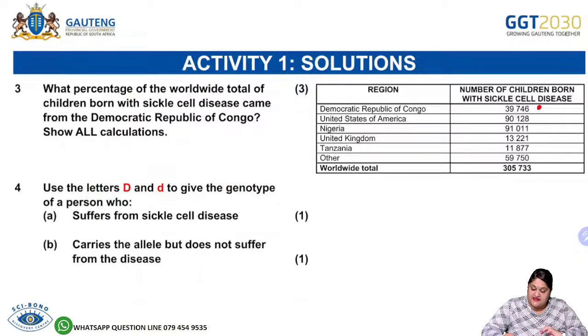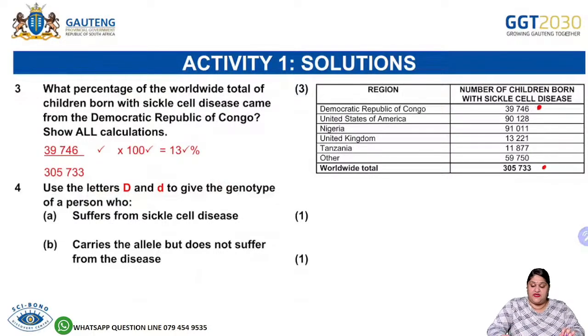It was 39,746. That was how many came from Congo. And the total amount is 305,733. So what you need to do is divide: you take the number from Congo, divide it by the total number, and times by 100, and that's how you get a percentage of 13%.